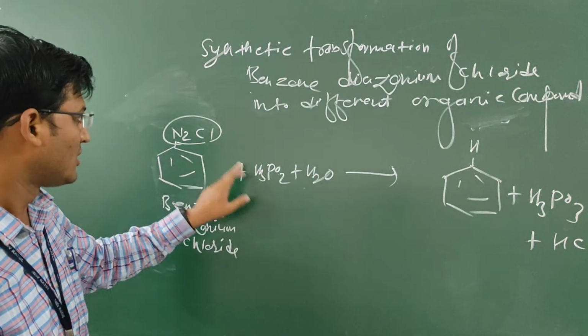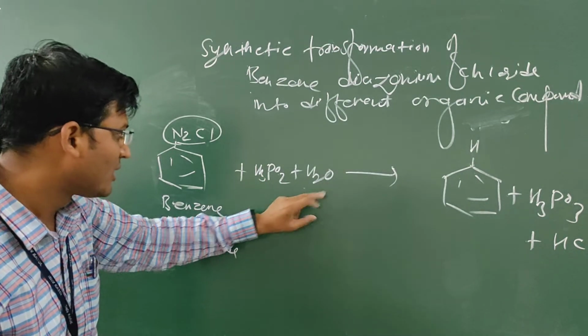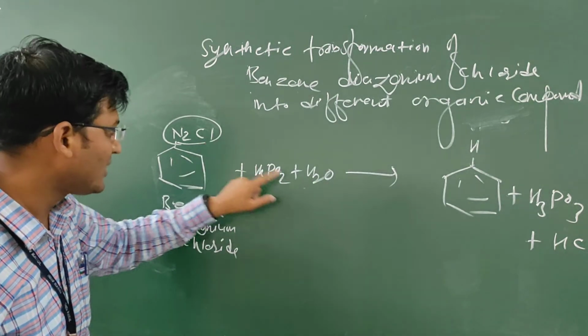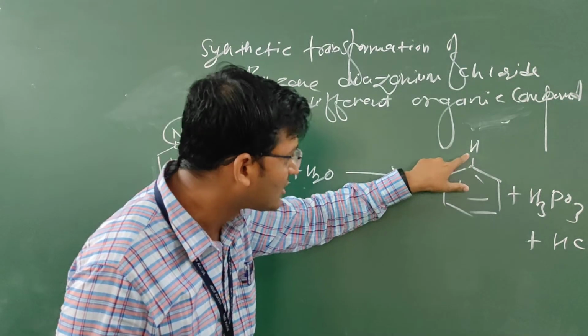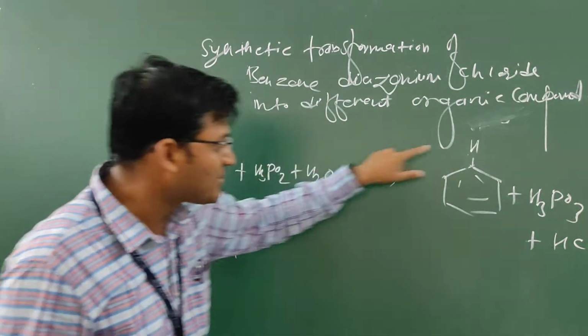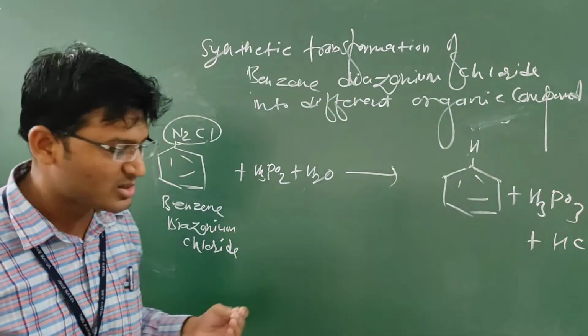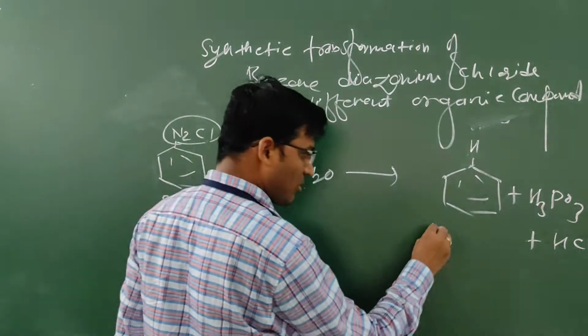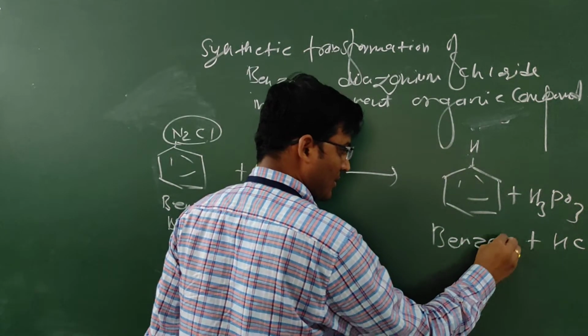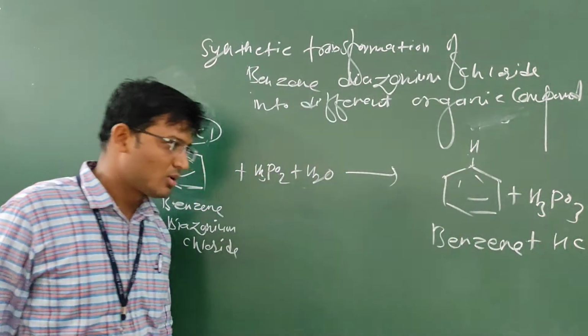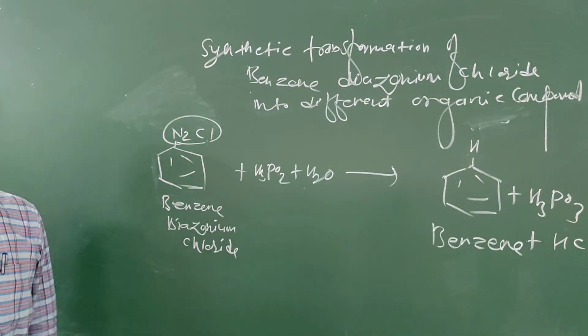HCl, H3PO3. One H goes with Cl to form HCl, and one H goes with this. That N2Cl gets replaced by this hydrogen. Now the reaction is balanced. Then the benzene is formed, and therefore the benzene is formed.